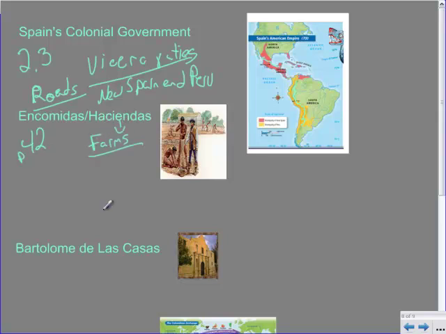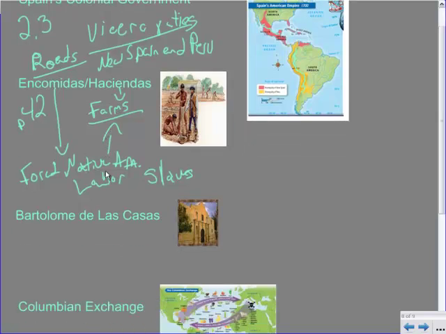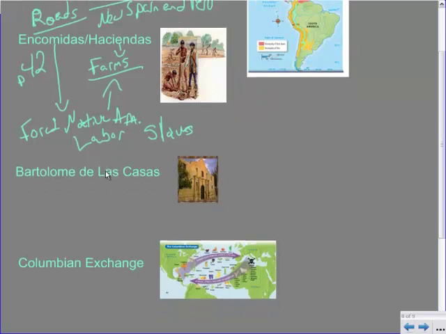Haciendas are farms. So in order to have large haciendas, you have to have labor, and that's what an encomienda is. It's forced Native American labor, basically slaves, Native American slaves. The Spanish government would give these encomiendas to the Spanish colonists to work on the farms, and basically the encomiendas provide slave labor for these farms, and they grow larger, and the Spanish are able to sell more things, like sugar and stuff like that.